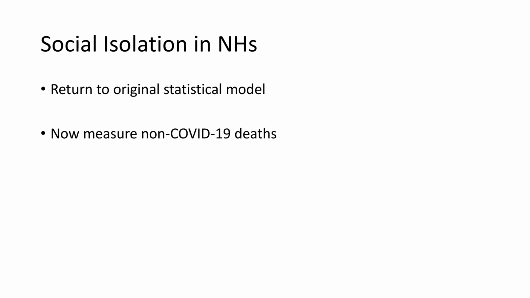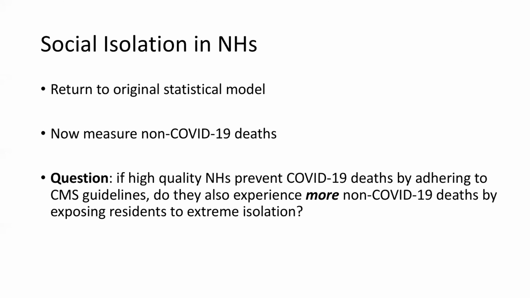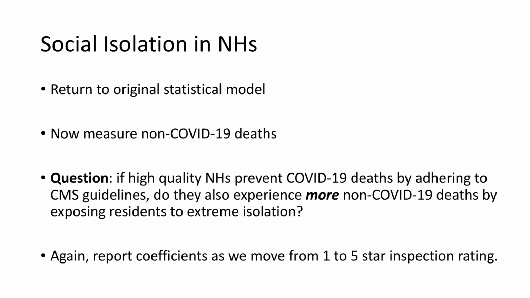All right, so we're going to return to the original statistical model, the negative binomial model, and all I'm going to change is the outcome variable. Instead of looking at COVID-19 deaths, I'm going to look at non-COVID deaths in the nursing home. The question we're asking is: if high-quality nursing homes prevented COVID-19 deaths by adhering to CMS guidelines, do they also experience more non-COVID deaths by exposing residents to extreme isolation? Same as before, I'm going to report coefficients as we move from a 1 to 5-star inspection rating.